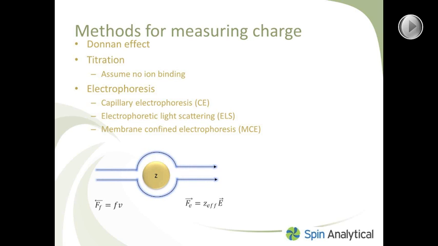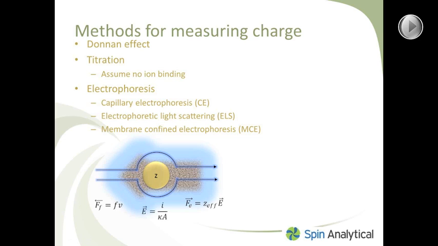Complicating this is the fact that the electric field is distorted, since the protein does not allow the electric field to penetrate it. It has to go around it. And also complicating it is the fact that the solvent is moving in the opposite direction simultaneously. So we have to deal with the fact that the ion is being affected by the solvent as well.